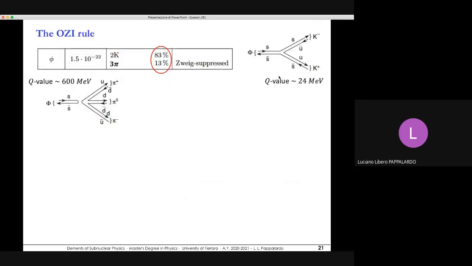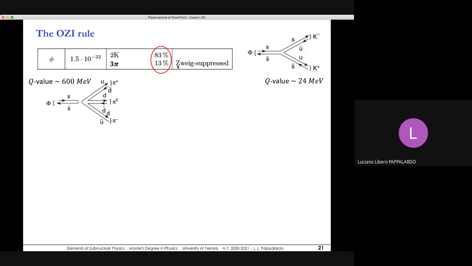the OZI rule. So if you remember, there was a topic that we left unresolved when we were discussing the hadron decay, in particular the phi meson decay. Let me just recap this first of all. So as I was showing you last week, the phi meson, which is a vector meson, has two main decay modes, in 2 kaons or in 3 pions.